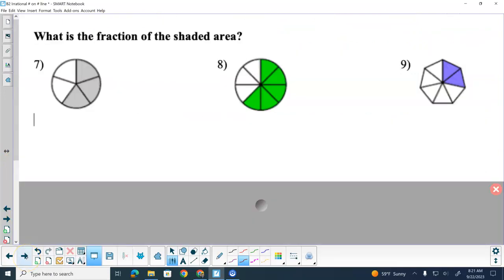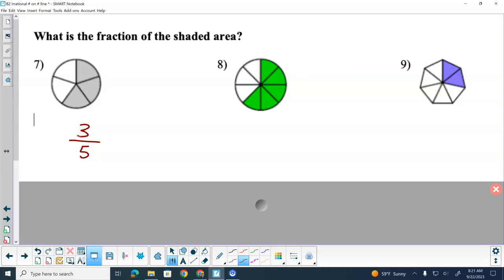So what is the fraction for this shaded area? First off, how many total pieces do we have in number 7? Somebody other than Jesse, how many total pieces? We have 5 total pieces. So our fraction is going to be over 5. Of those 5 total pieces, how many are shaded? 3, right? Yep, 3 are shaded. So our fraction there is 3/5. Okay? Shaded parts over total parts.